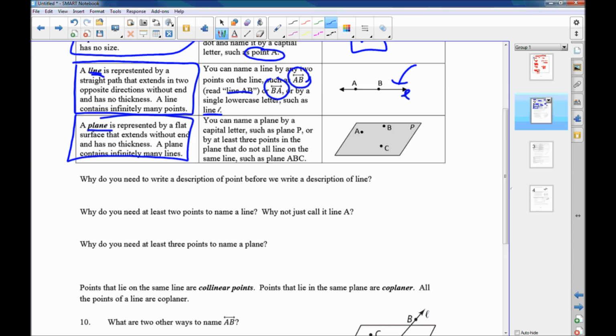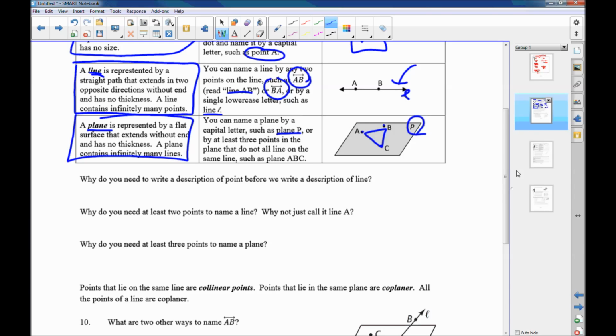You can name a plane by a capital letter out in the corner. You're supposed to use a cursive capital letter, so that's plane P. Notice there's no dot by that P there. Or you can name it by 3 points in the plane that are not on the same line. We'll figure out why they can't be on the same line in a minute. Think of it as these 3 points having to make kind of a triangle, and they define where the plane is. So the plane is a flat surface like a piece of paper. A line is like a pencil, and a point is like the tip of the pencil.